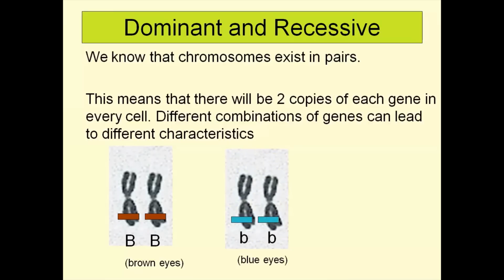When both copies of the gene are recessive, as in lowercase b, the characteristic expressed will also be recessive. So here the color of the eyes becomes blue. When two recessive alleles are present, the recessive characteristic is expressed, because that is the characteristic which is being expressed in the organism.